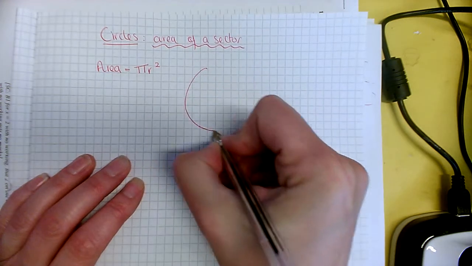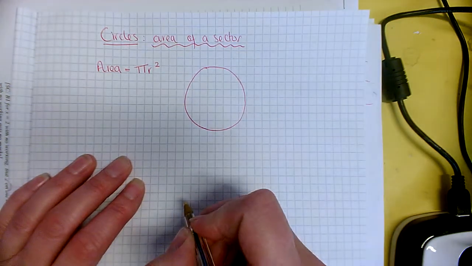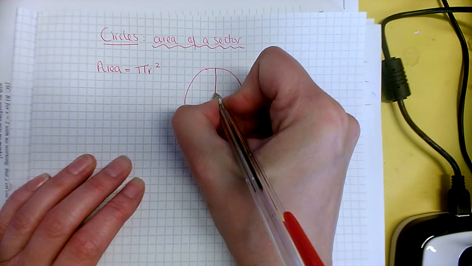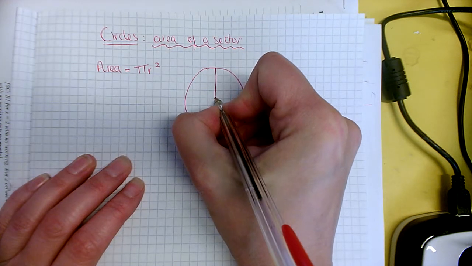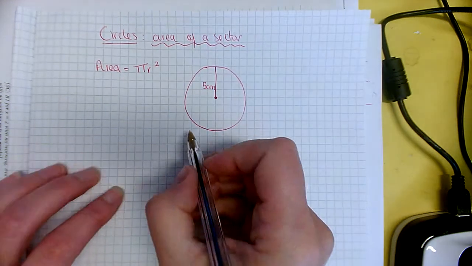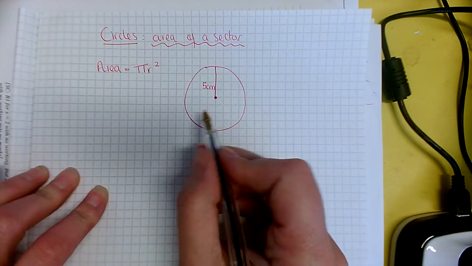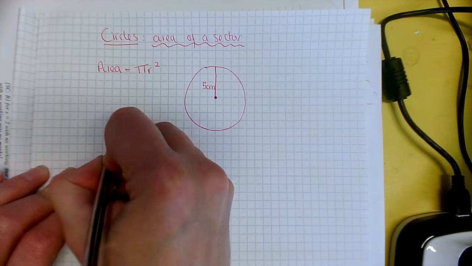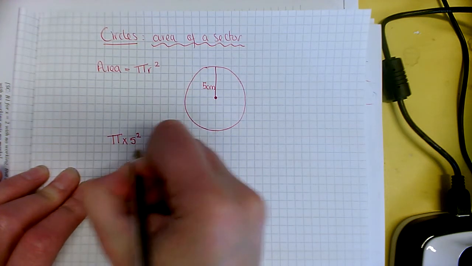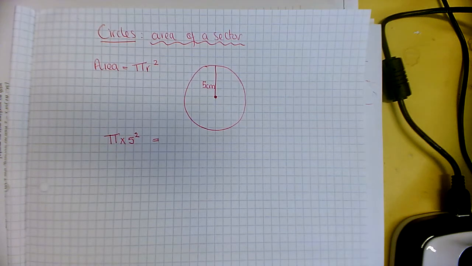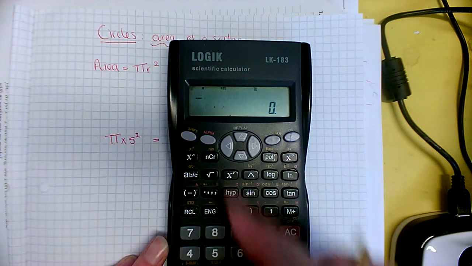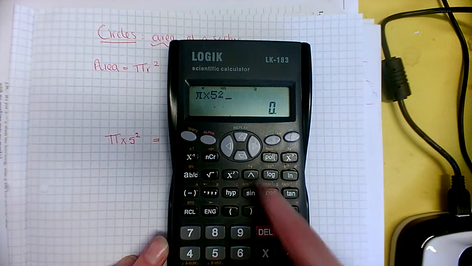So if I just draw, say, a quick circle, and what I'm going to do here is a radius just to make it easy. So I'm going to say my radius here is 5 centimetres. If I'm going to find the area of the whole circle, my area is going to be pi times 5 squared. Okay, if I pop that in my calculator, I've got pi times 5 squared.